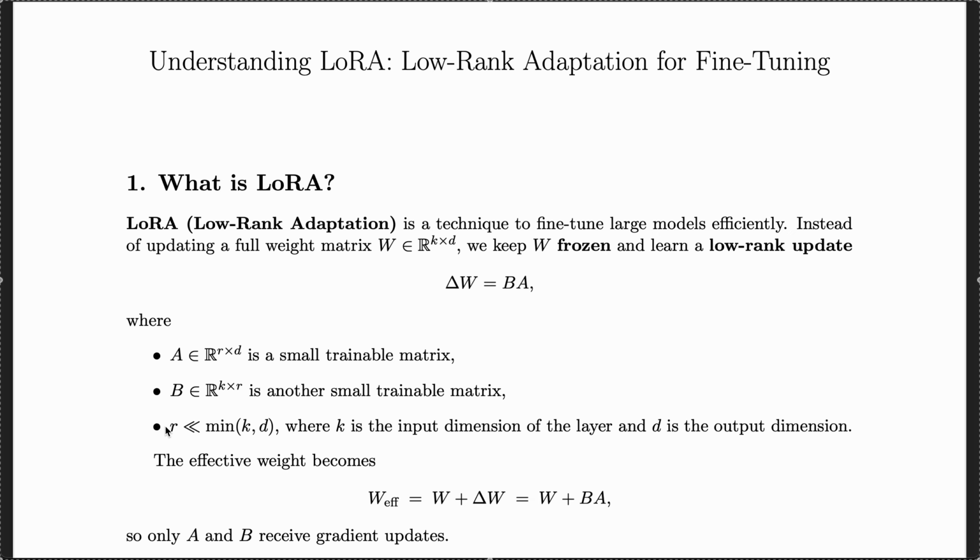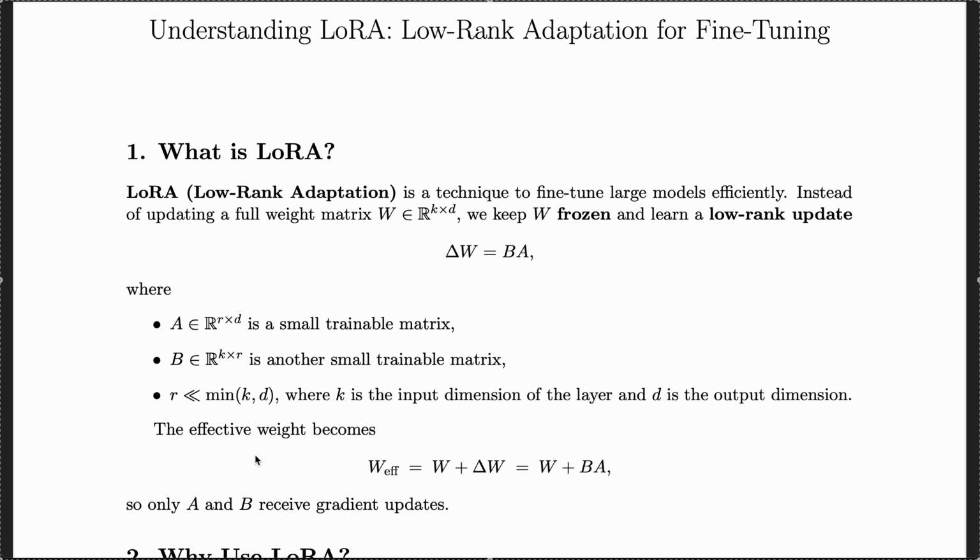slower. Now, R over here means that R is much smaller than K or D, and K and D are the input and output of that layer. Okay, so when you have linear layers, the size of it is, for example, 4096 by something, and the output is also going to be 4096 by something. So K is the input dimension of the layer and D is the output dimension.